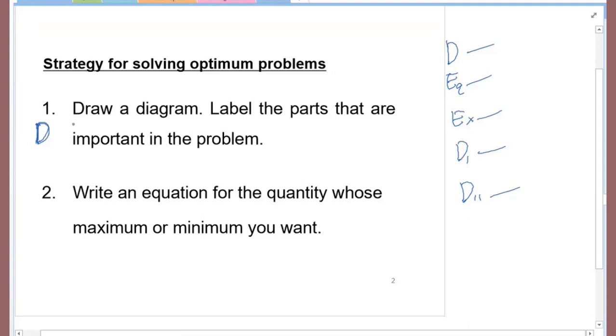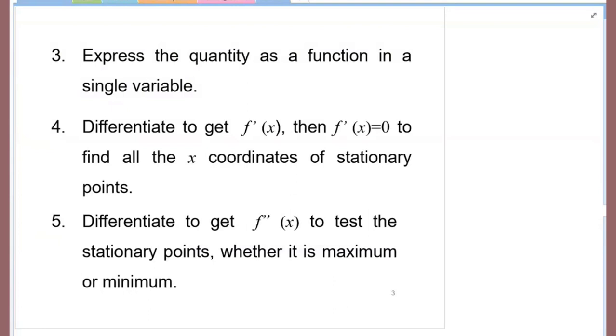So first is strategy, draw a diagram. Label all the parts that are important in the problem. First D, draw. Second is equation. Write an equation. First draw the diagram. Then write the equation for the quantity whose maximum or minimum we want, let's say the volume, for example. The third is express the quantity as a function in a single variable.